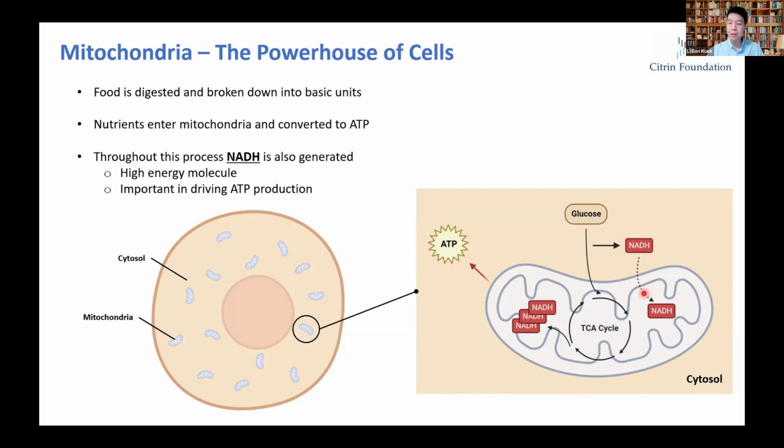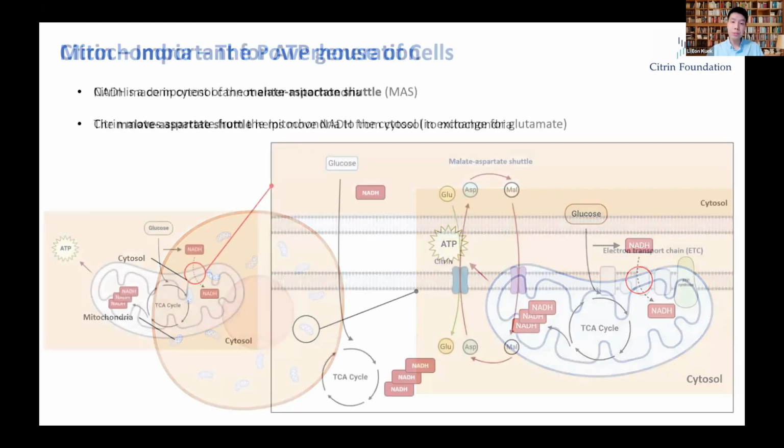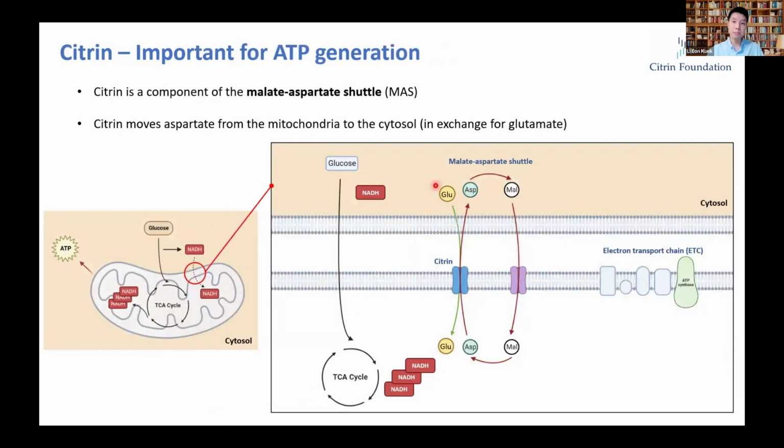And thankfully, the body actually has a clever way to move NADH from the cytosol into the mitochondria to generate ATP. And this is where citrin comes into play. So citrin is part of the system called the malate aspartate shuttle. And this is what helps move NADH from the cytosol into the mitochondria. Now, I'll take you a kind of a deeper look into this system because citrin is part of this.